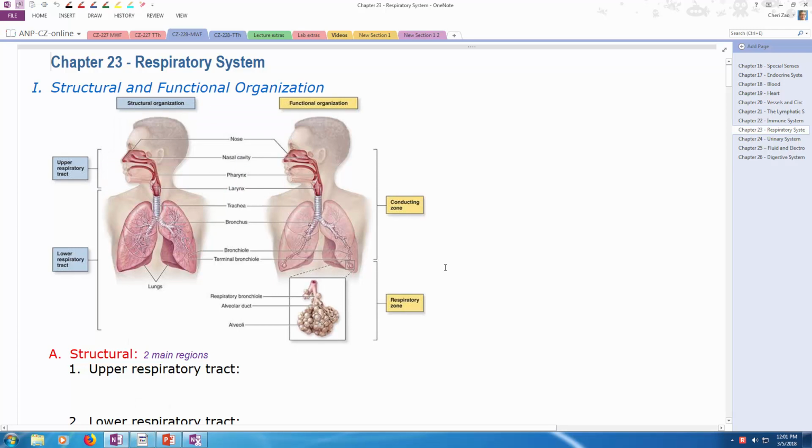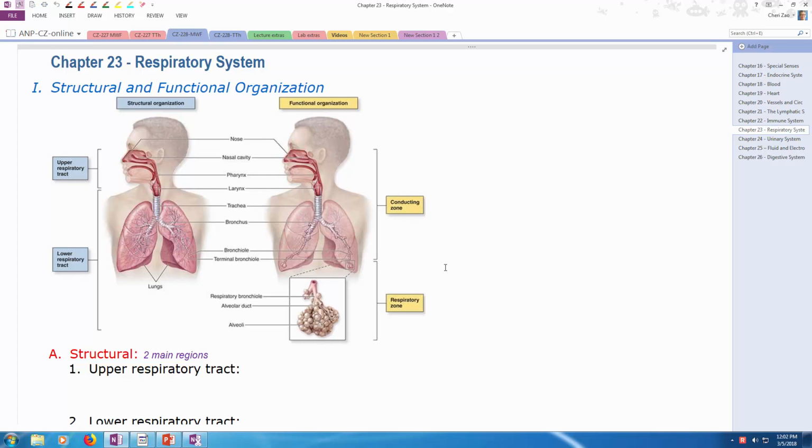Any questions about the end of the immunology chapter? No? Okay, let's roll. Respiratory system. You're working on that in lab, so lecture and lab are pretty close right now, which is kind of nice.